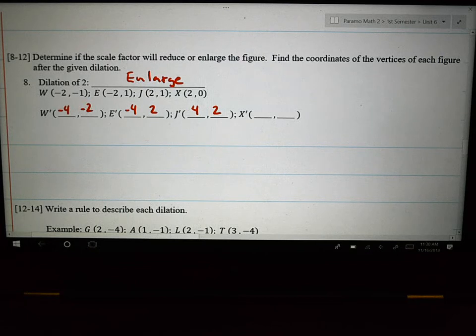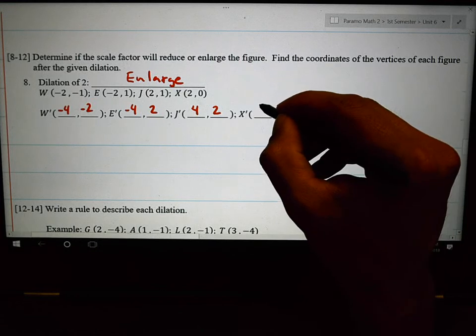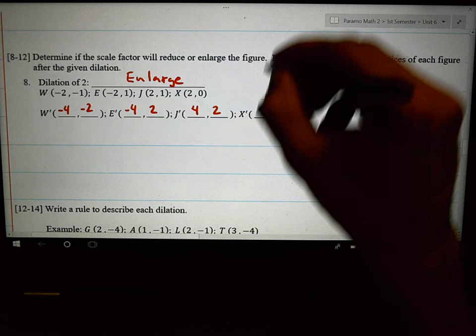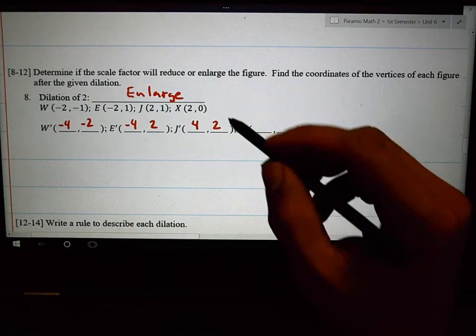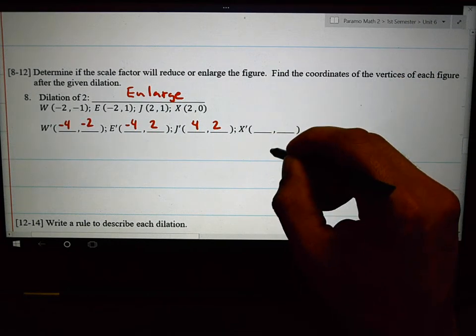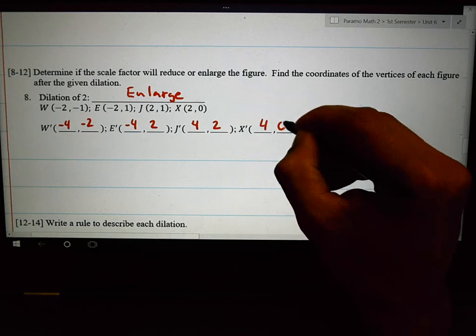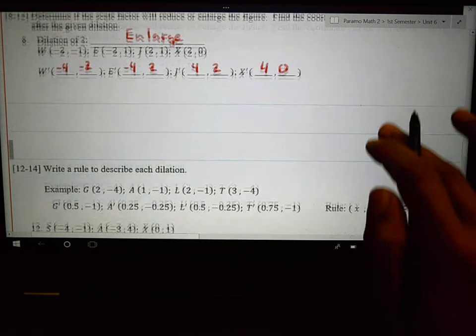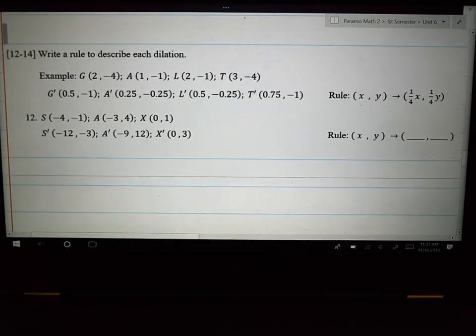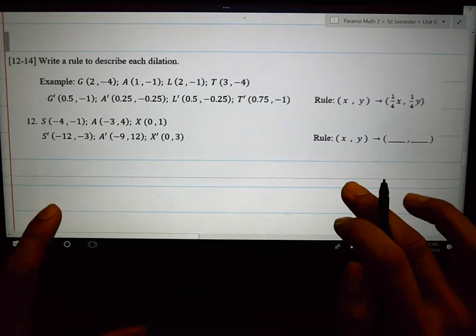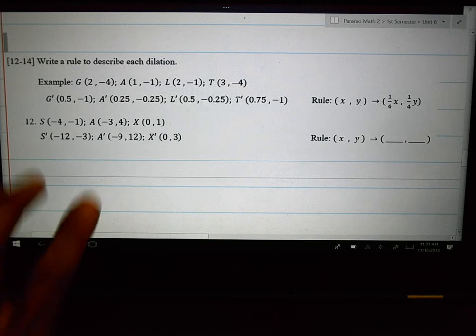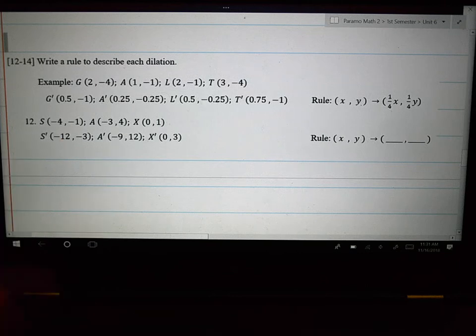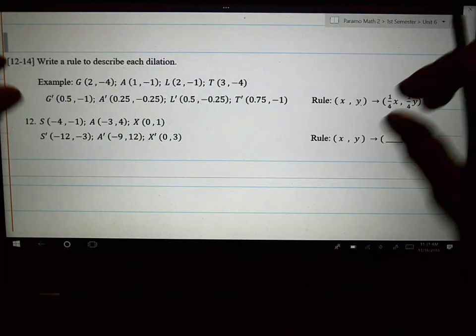You look at X, X is at 2, 0, so X prime must be at 4, 0. There we go. Last example. Now they're going to ask you about this rule stuff again, and they gave you coordinates. They give you an example. Let's ignore that example. Let's go right to 12.